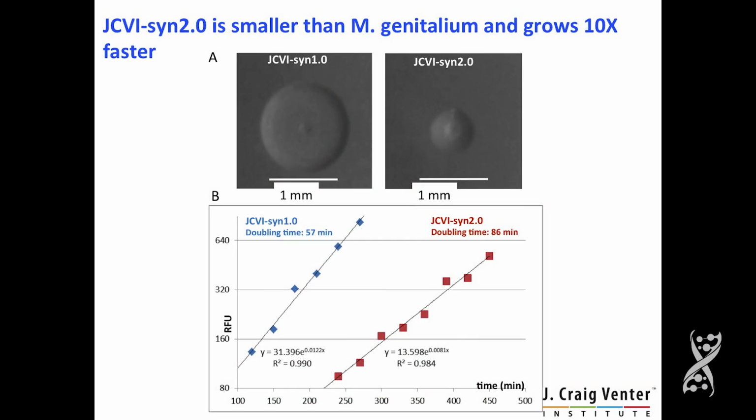Anyway, this shows the colonies. Here's the SEN 1 and the SEN 2. Growth rates are pretty respectable. SEN 1 grows about 60-minute doubling time, and this was 86 minutes.